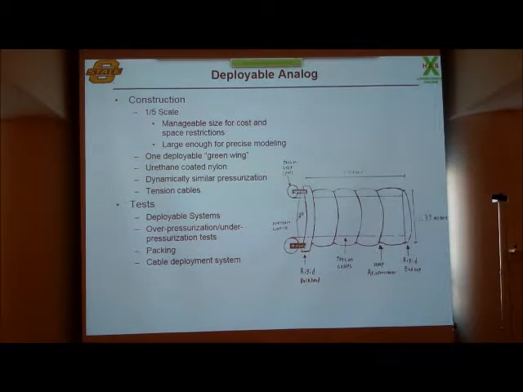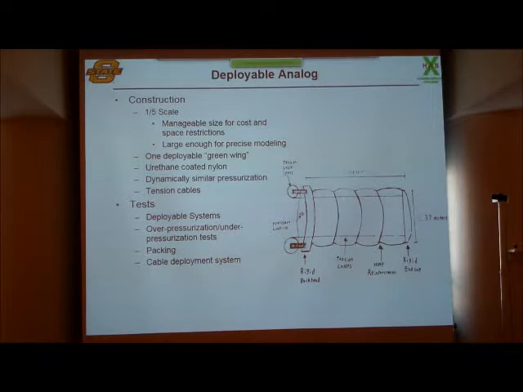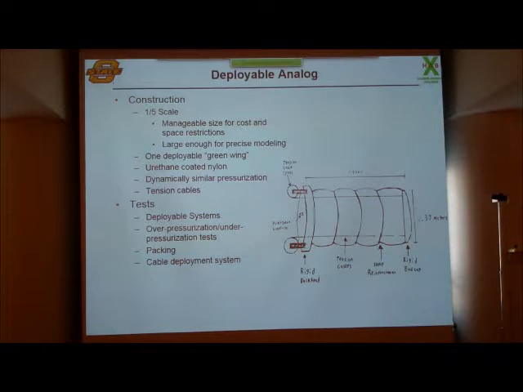So we'll be modeling just one deployable green wing and the attachment point to the hub. And we plan to have it made with a urethane-coated nylon and pressure dynamically similar to the full-scale design. And the tension cable system will also be included. So with this analog, we'll be able to test the complete deployment and packing process, and also test cases of both over and under pressurization, and the tension cable deployment systems, and run through any issues we have with that.